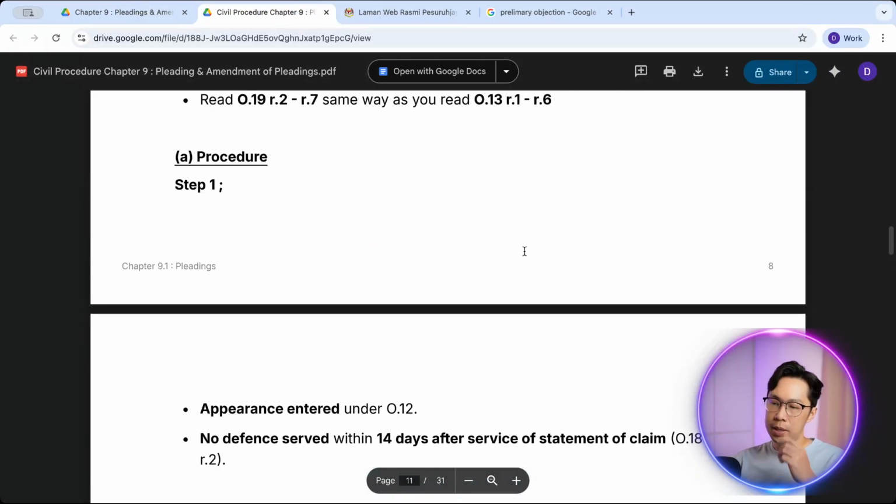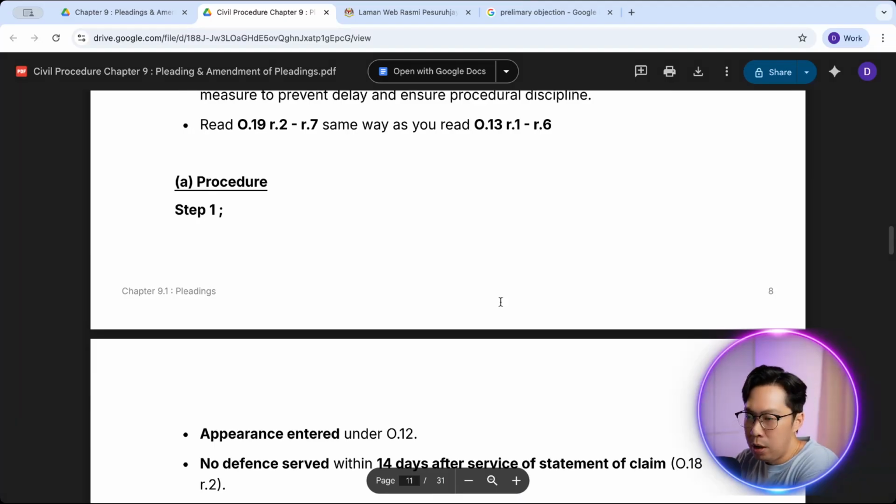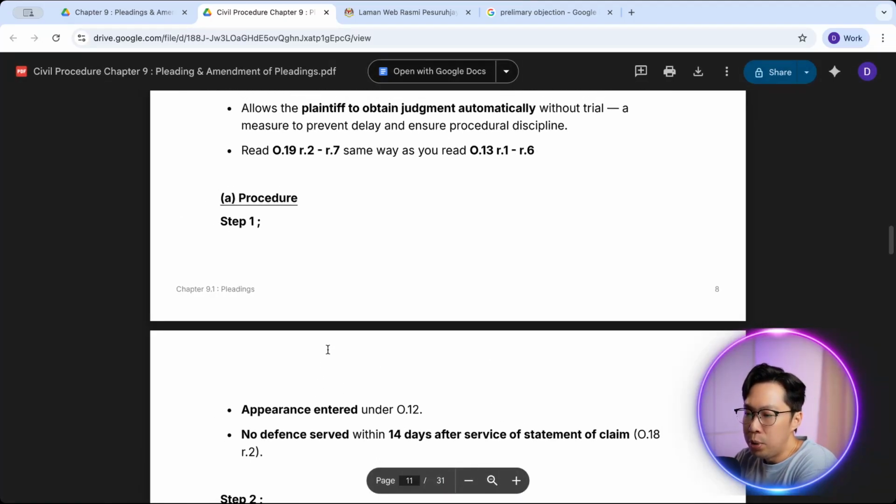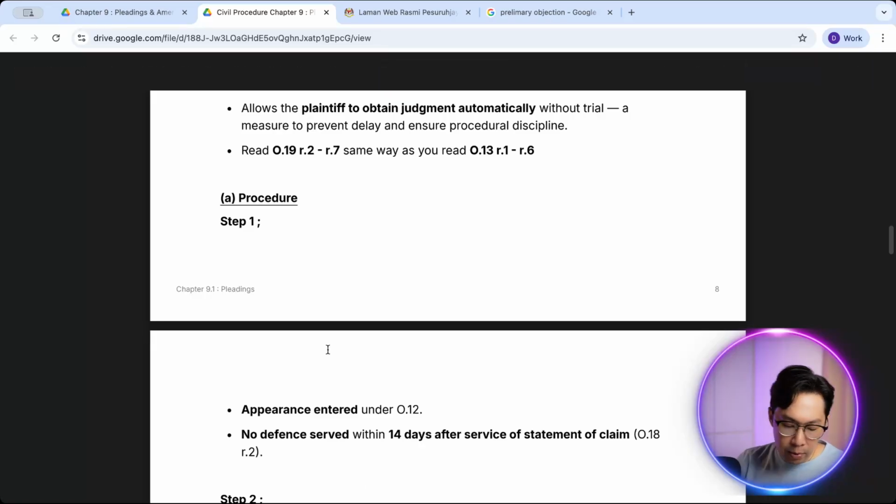Alright. Now, let's come through here. And then I'll explain to you. Procedure 1. What's the procedure? First step. So again, okay, maybe I draw it out to you. Much better.